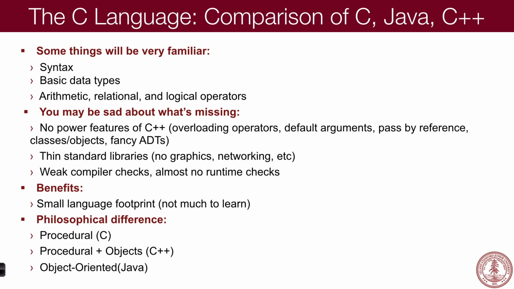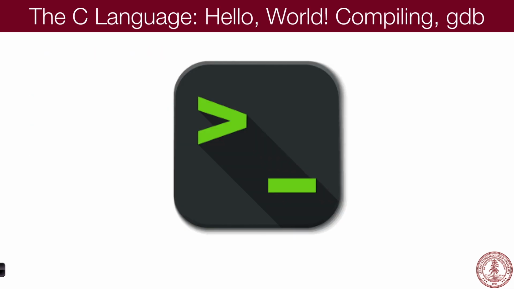The compiler doesn't do quite as many checks on C because it just can't. It doesn't have the infrastructure to do that. Okay, but as I said, it's a small language, right? It's a procedural language, whereas C++ has both procedural and object-oriented parts to it, and Java is considered a very pure object-oriented language. So those are going to be some of the comparisons that you're going to see.